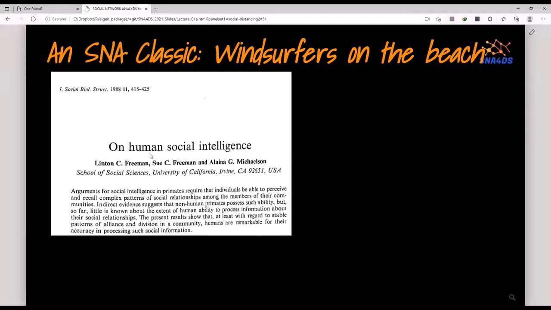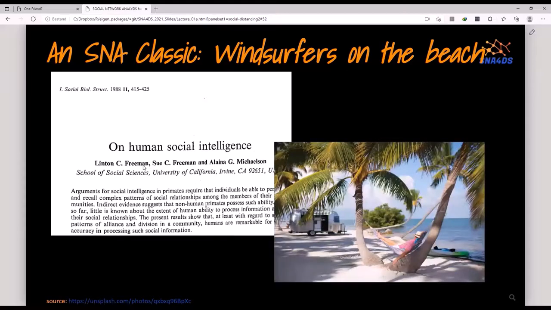One really well-known social network analysis study is of windsurfers on the beach, and this is the very first paper that came out of that. Actually, there are multiple papers, and Lin Freeman is the main person behind this research. What they did is spend a month on the beach observing the interaction of windsurfers. They had a notebook with them and wrote down exactly who communicates with whom. They also interviewed a bunch of them, and they collected the network data.